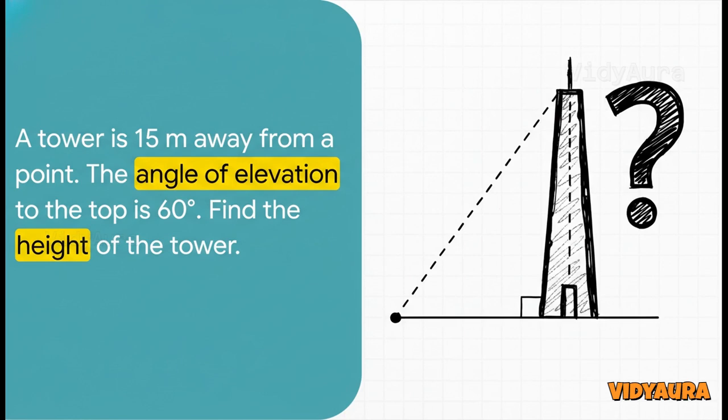Okay, here's our first example. Let's read it carefully. A tower stands vertically on the ground. From a point on the ground, which is 15 meters away from the foot of the tower, the angle of elevation of the top of the tower is 60 degrees, and our job is to find the height of the tower.